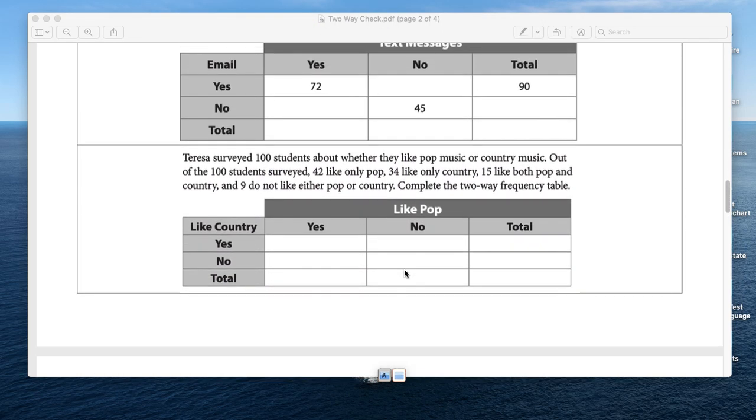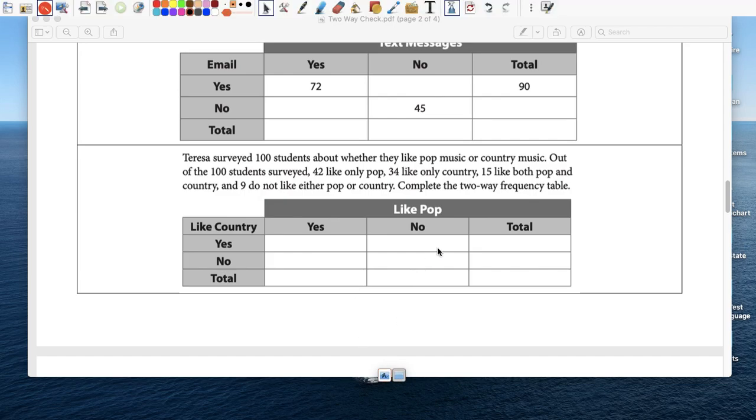Okay, again, Teresa surveyed 100 kids, so right off the bat I can just go quickly put 100 there. Whether they like pop music or country music, and people who like pop are on here, and who like country are over here. Okay, so out of 100 surveyed, 42 only like pop. So if they only like pop, right, so that means they are here.